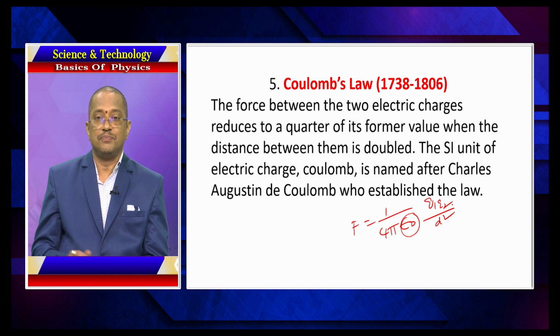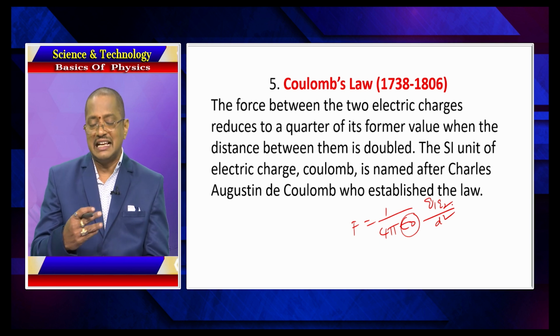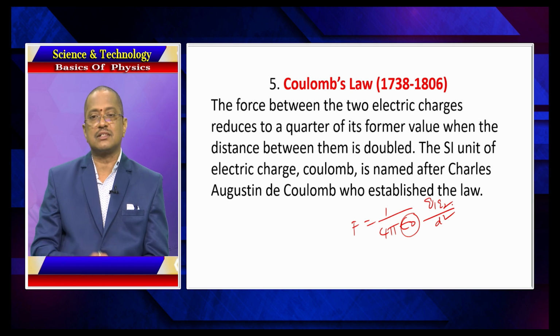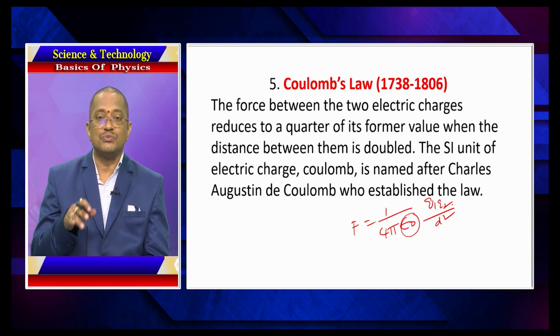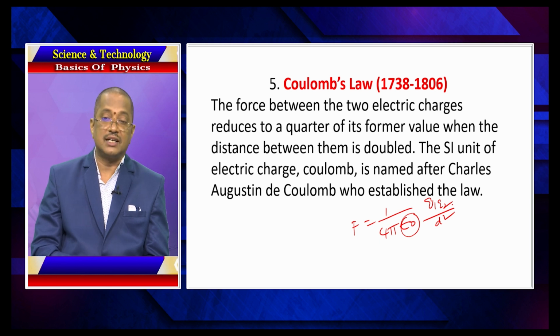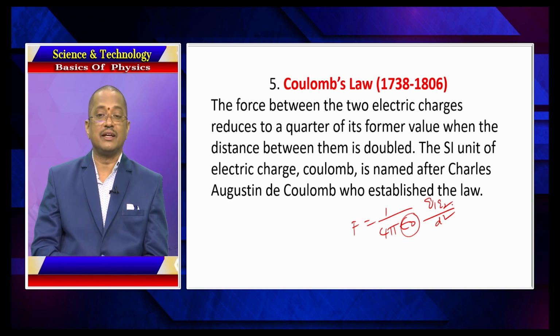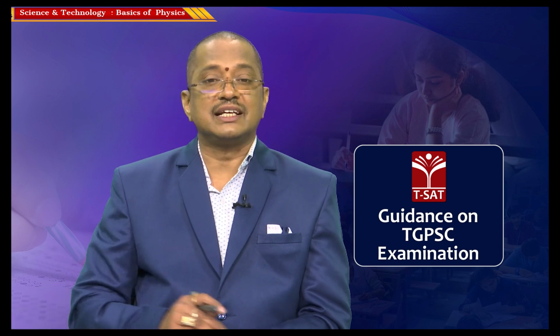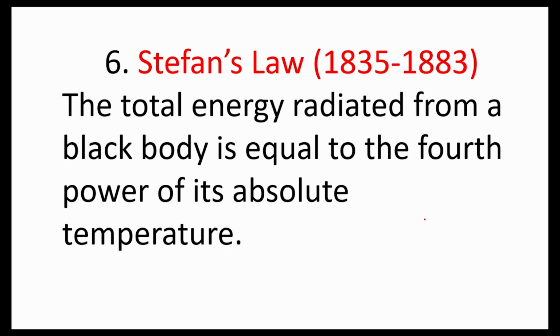As the distance increases, when the distance doubles, the force between the charges becomes 1/4. So, that is Coulomb's law, or you can say F is equal to 1 by 4 pi epsilon naught Q1 Q2 by d square. Clear? Okay.